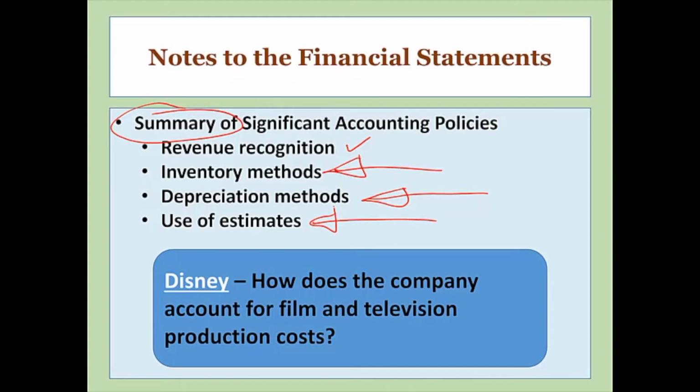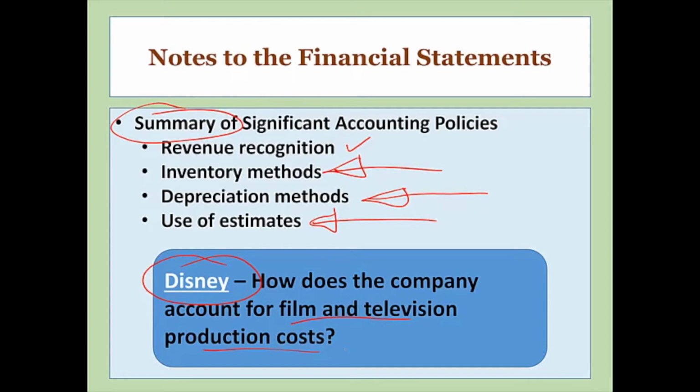Now, we asked the question earlier, how does Disney account for their film and television production costs? Turns out in the notes to the financial statements, Disney goes to great detail to tell us exactly how they do that. I'll just read a little from some of their disclosure. Film and television production, participation, and residual costs are expensed over the expected product life cycle based on the ratio of the current period's revenues to estimated remaining total revenues for each production.